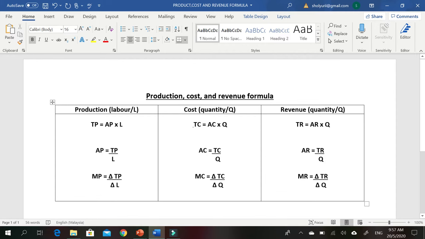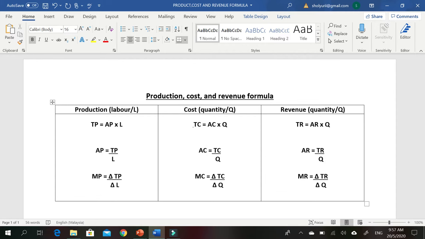Same goes with revenue. Three important concepts there: total revenue, average revenue, marginal revenue. So, I already told you, total means the overall revenue. How much is our sales revenue? Okay, not profit. Our sales revenue. Our gross profit.